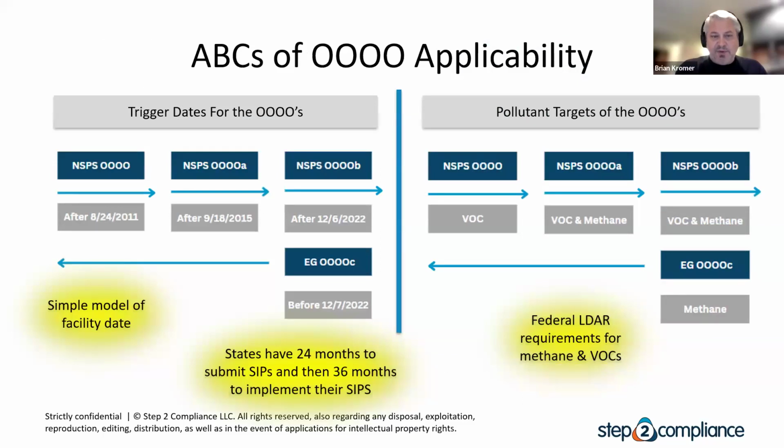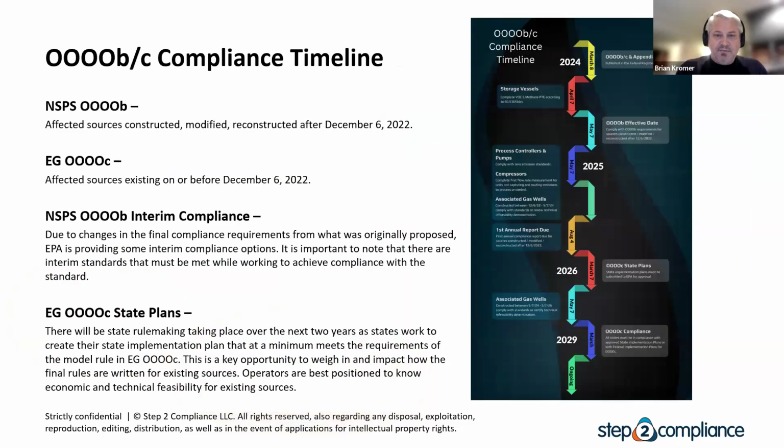So the applicability for this is pretty straightforward. On the left, we've got the key dates that show when your facility can be pulled in. And then, like we said, Quad O started with VOC, Quad OA is VOC and methane, B is VOC and methane, and emissions guideline C, as it promulgates through the states, will be methane only. But there's your decoder ring for it. And Mary Beth, I'm going to let you take it from here.